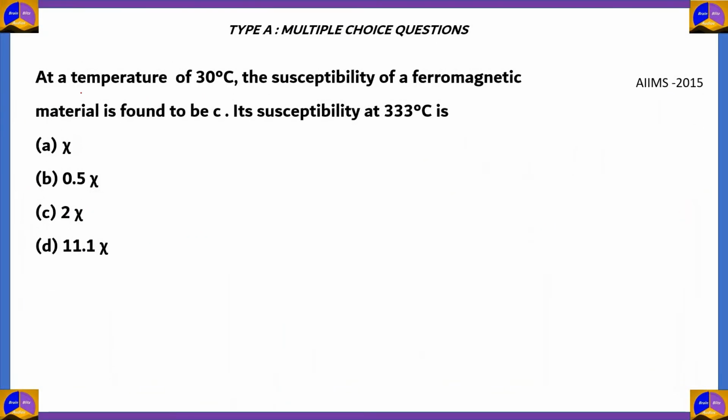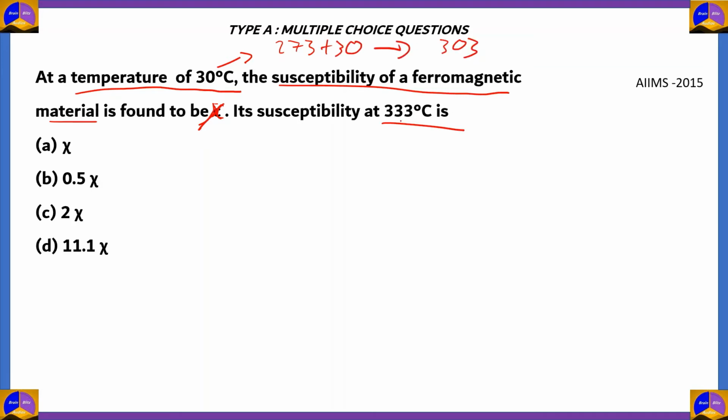Next question. At a temperature of 30 degrees Celsius, the susceptibility of a ferromagnetic material is found to be Xi. The symbol for magnetic susceptibility is Xi. Its susceptibility at another temperature, that is 333 degrees Celsius, is asked. So, first things first, convert both temperatures into Kelvin. That is 273 plus 30, which gives you 303. And then we have 273 plus 333, which gives you a total of 606 degrees Kelvin.